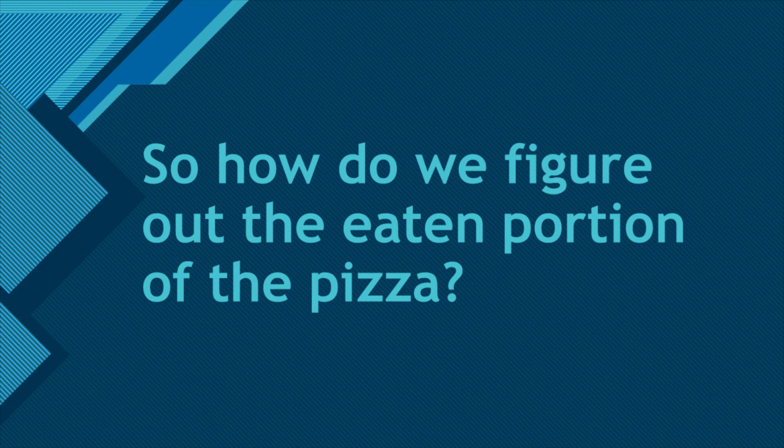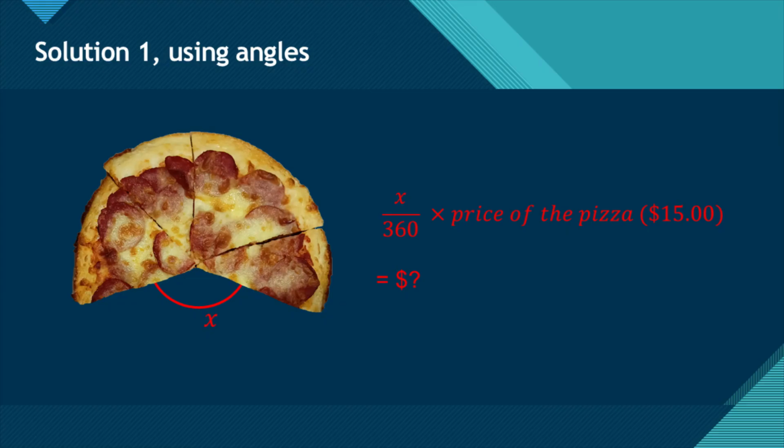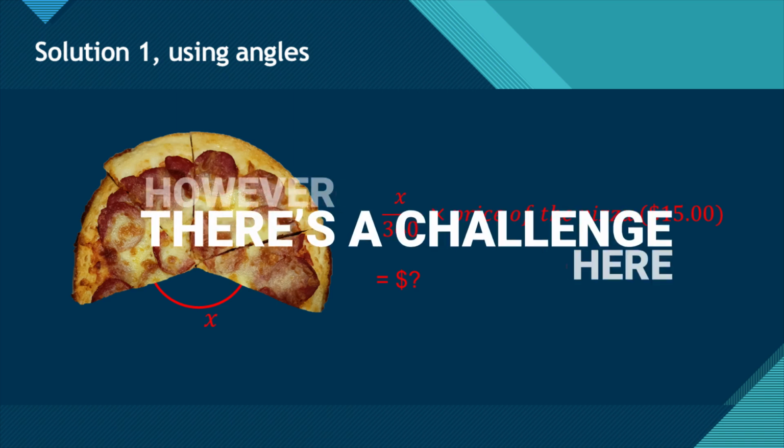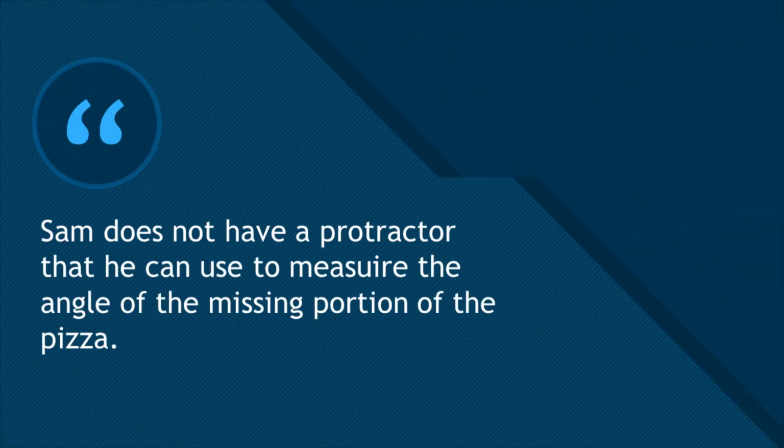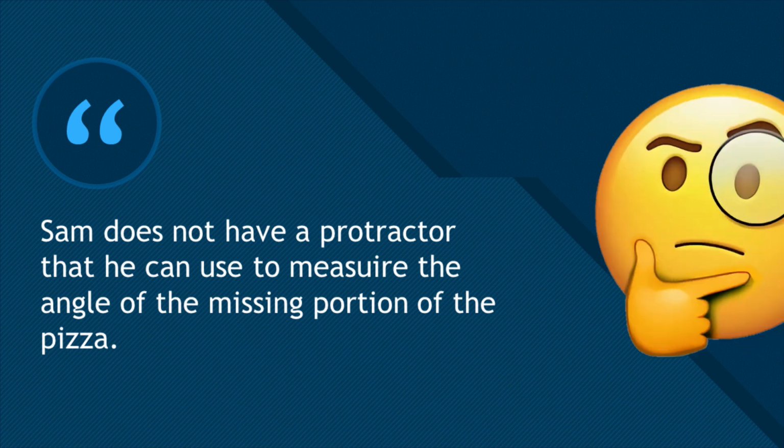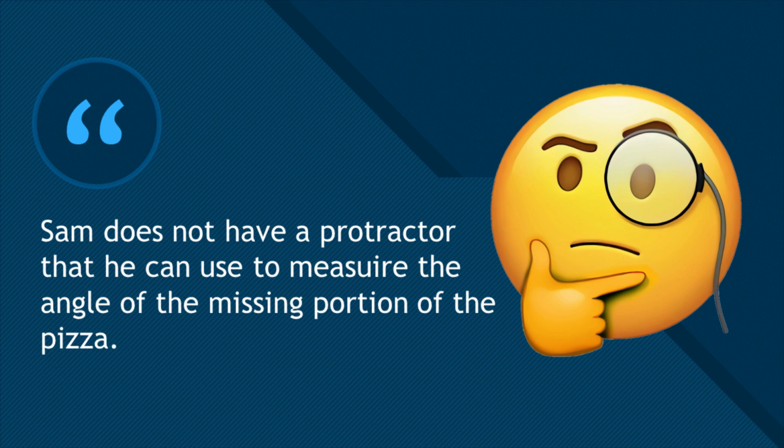So how do we figure out the portion of the pizza that was eaten by Mark? Well, we can just find the angle of the missing pizza denoted by X. Sounds simple, right? However, there's a challenge. Sam does not have a protractor to find the angle. So surely there must be another way to figure it out without using degrees, right?